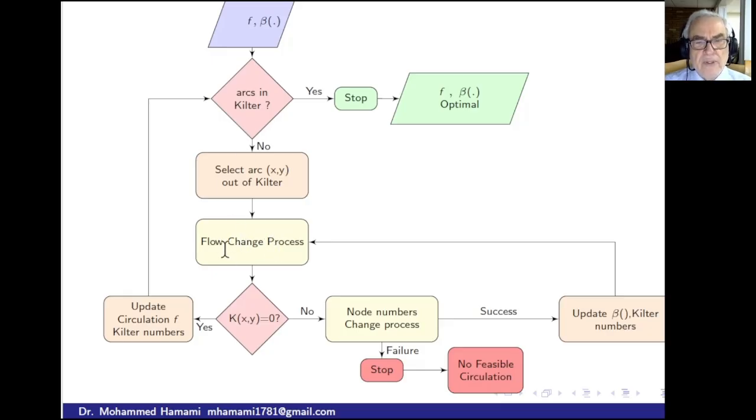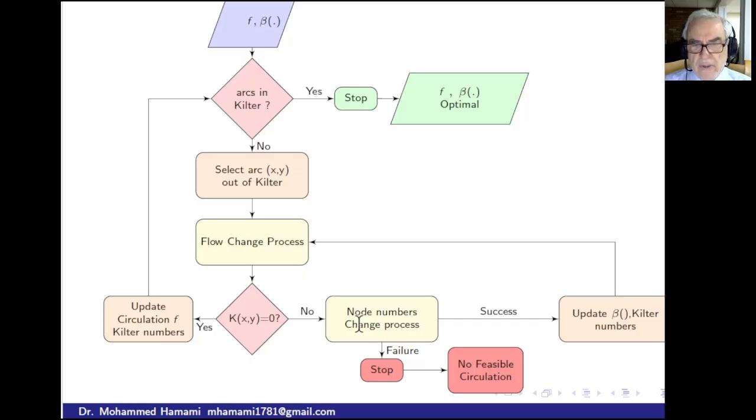At some point, there are no flow changes possible in the network. So we still have an arc xy out of Kilter, and I went in, it was unsuccessful, and k was not equal to 0. So then we go here. We keep the flow fixed now, and we change the beta. So we go through this node number change process.